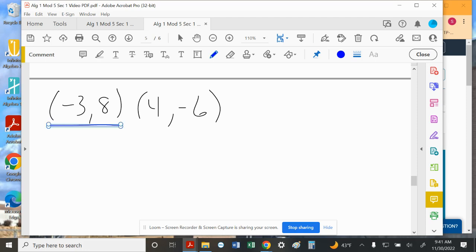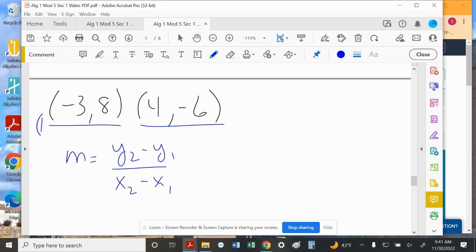Remember, if I'm given 2 points, I can find the slope. And that is m equals y2 minus y1 over x2 minus x1. And so what we have to do is we just have to choose which is point 1, which is point 2. Normally, we're going to do it this way, but it doesn't matter, as long as you're consistent, you're okay. So if this is point 2, this is y2, and this is x2. And if this is point 1, this is y1, and this is x1. So we can see kind of where everything is.